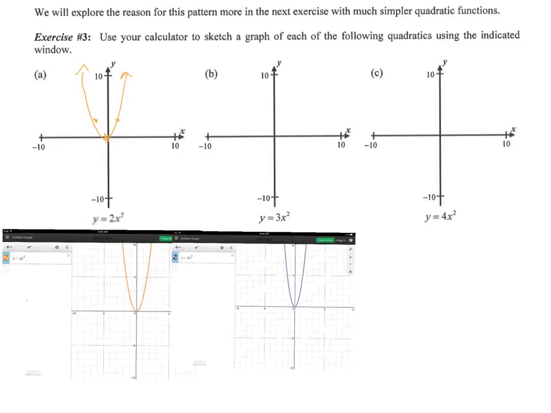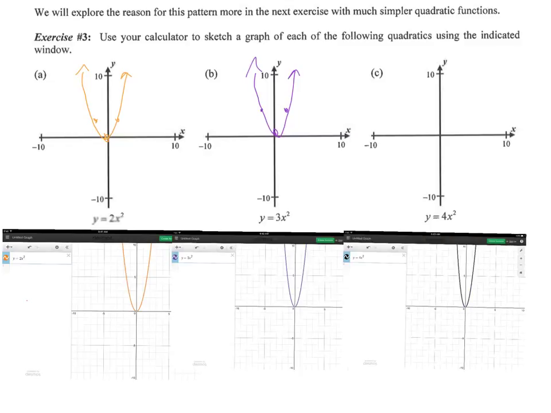Our next one is y equals 3x squared. Again, the y-intercept is at 0, 0. Our first point it goes through is 1, 3. Our next point is negative 1, 3. And it goes up from there. So it's a little bit skinnier of a graph than the first one. And finally, y equals 4x squared. Again, my y-intercept is at 0, 0. Our first point it goes through is 1, 4, and our next point is negative 1, 4. So it's an even skinnier version of the graph.